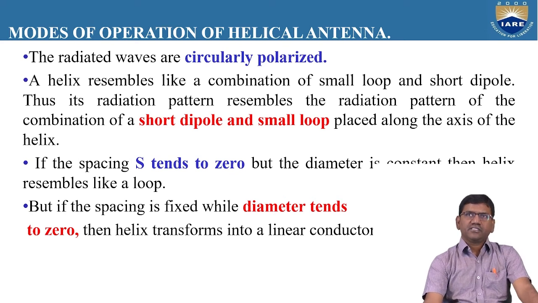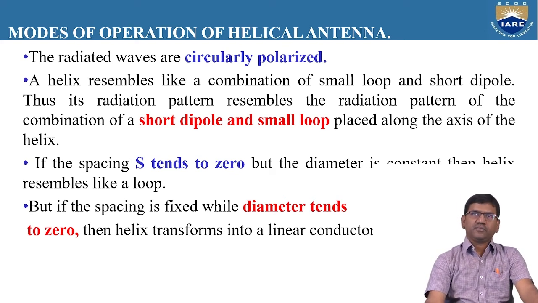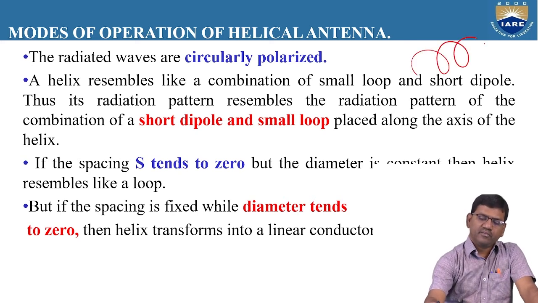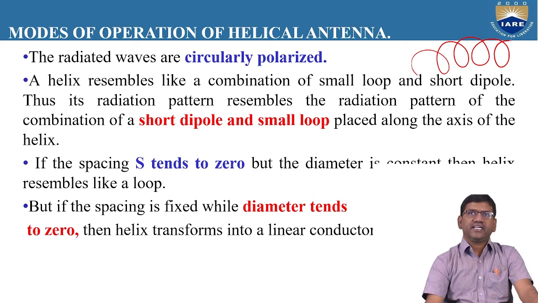The radiated waves are circularly polarized. The waves produced by the helical antenna are circularly polarized. That means circular waves will be generated from the helical antenna. A helix resembles a small loop, a combination of a small loop and a short dipole. Thus, its radiation pattern resembles the radiation pattern of a combination of a short dipole and a small loop placed along the axis of the helix.